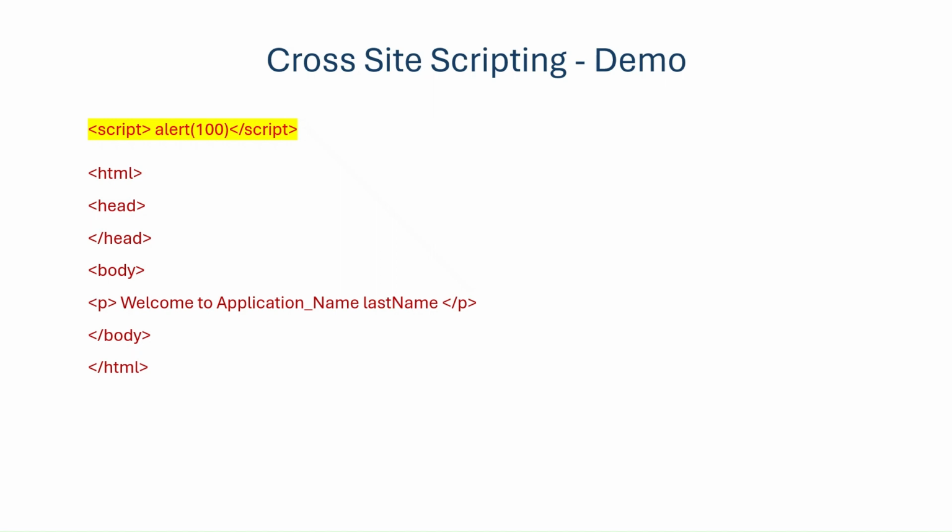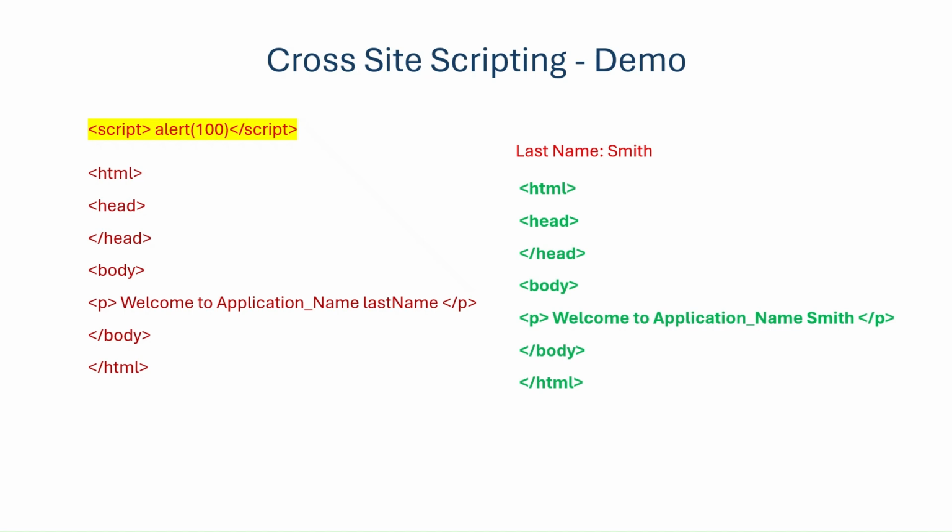Say, for example, there is an input field named last name in your application profile page, and the application displays a welcome screen post login. Your HTML code for this logic will look like the one you see on the screen. You will have the HTML tags, and in the body section there is a paragraph that says welcome to the application name followed by your last name. Now if you supply Smith as the last name, the code will look like what you see on the screen. As you see here, for proper HTML execution, all your values should be enclosed in tags.